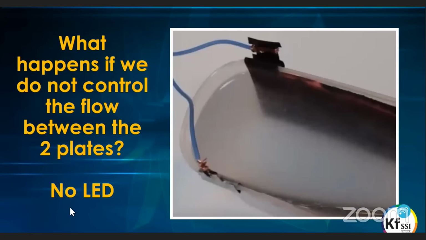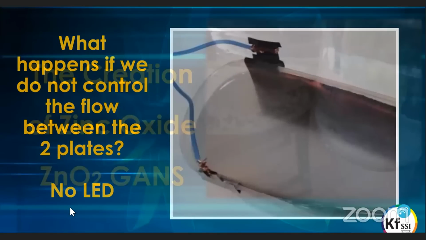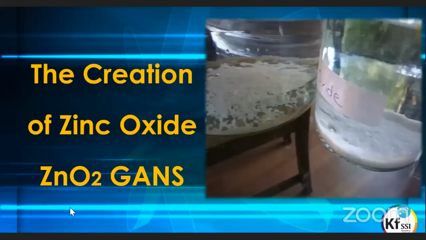Now, the question that comes to mind is what happens if we do not control the flow between the two plates? So if we have no LED to control that, no load between the two wires, what are we going to produce? And essentially, we then end up creating zinc oxide Gans.